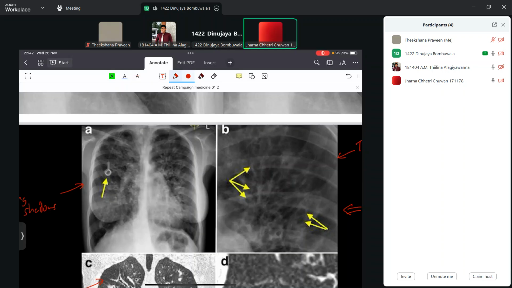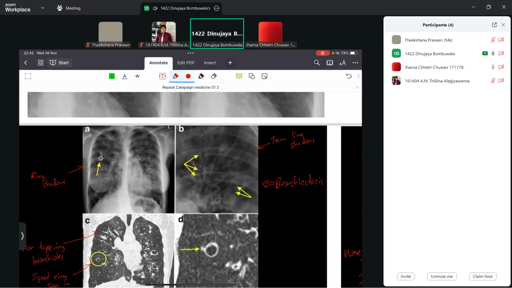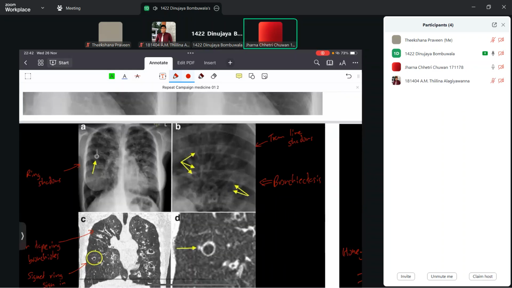Other sign? Tram track signs, yeah. Tram track sign, tram line shadows and ring shadows.